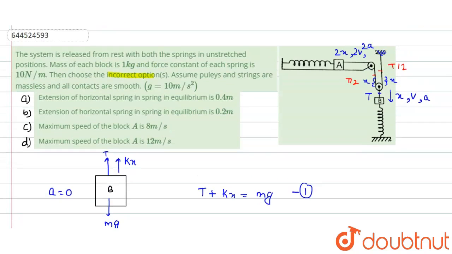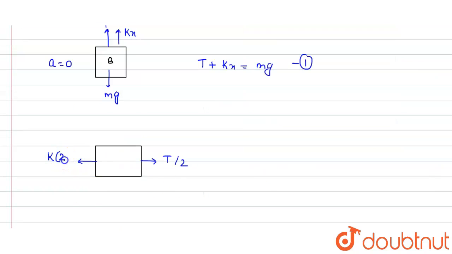We have already stated, if x is the extension here, so here it would be 2x. So we say that it would be 2x. So basically it is not an extension, but it would be the compression for b and extension for a. So again we have to find for the equilibrium case.